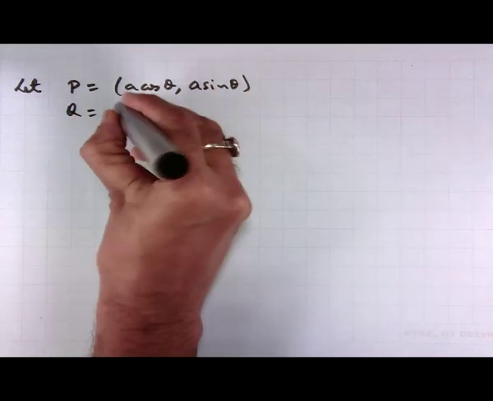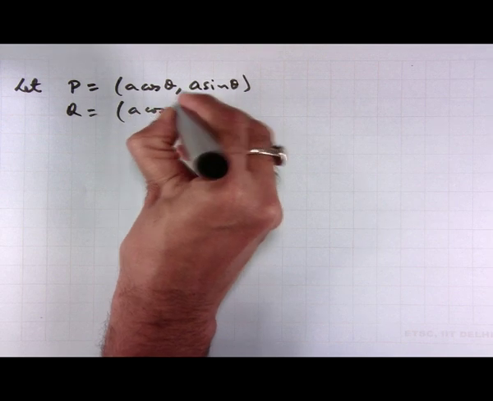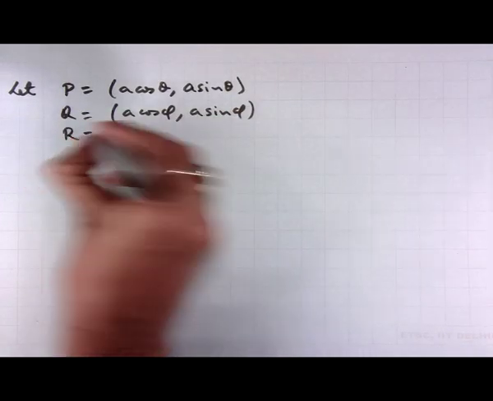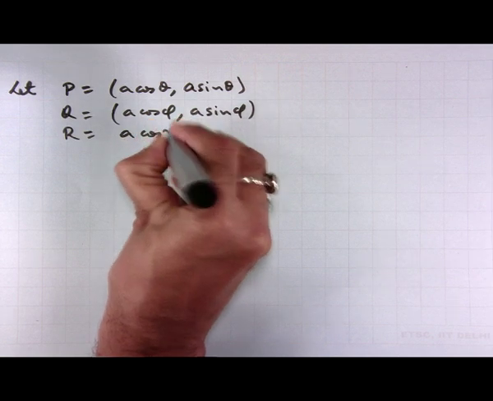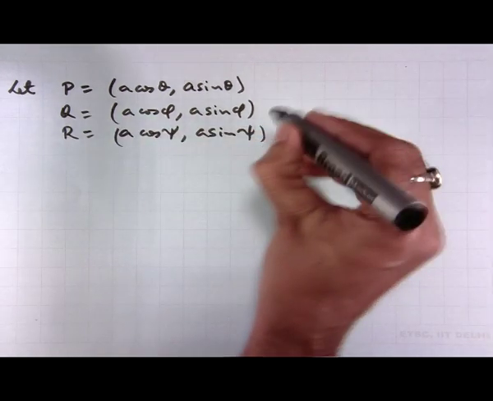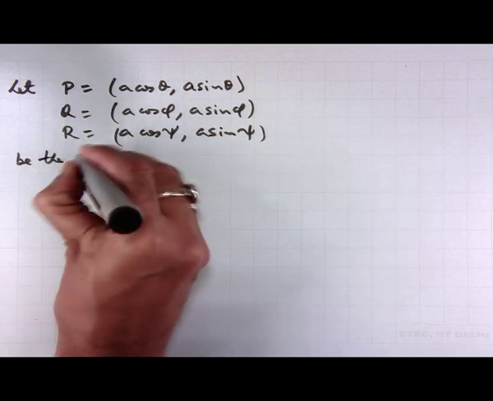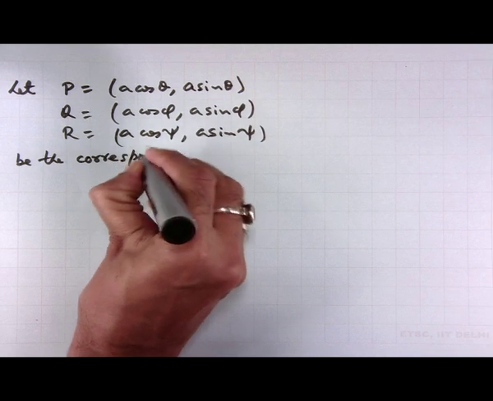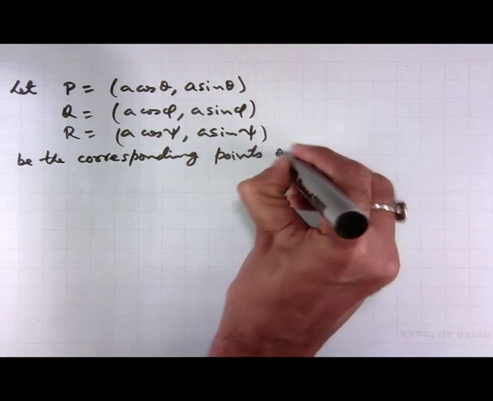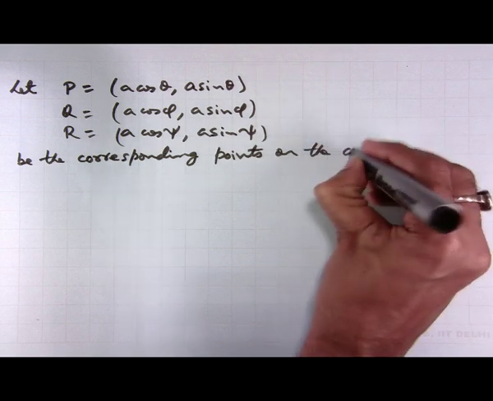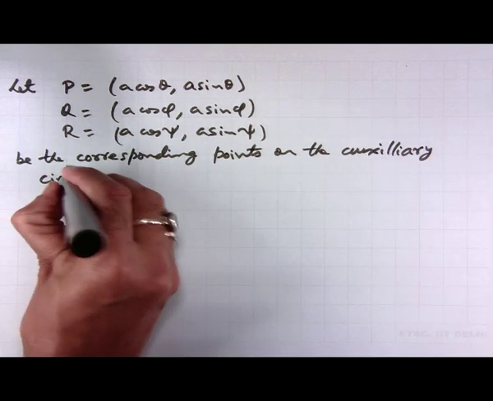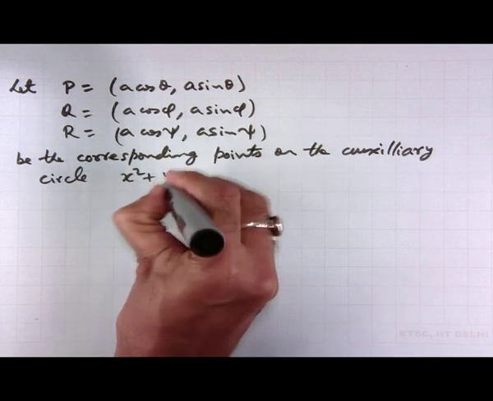Q equal to A cos phi, A sin phi, and R equal to A cos psi, A sin psi, be the corresponding points on the auxiliary circle x square plus y square equal to a square.